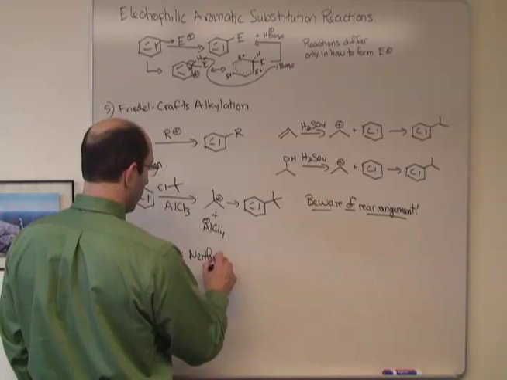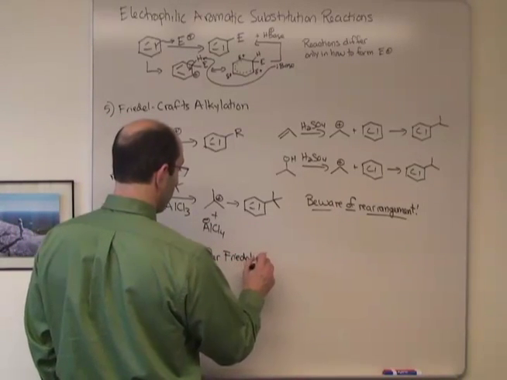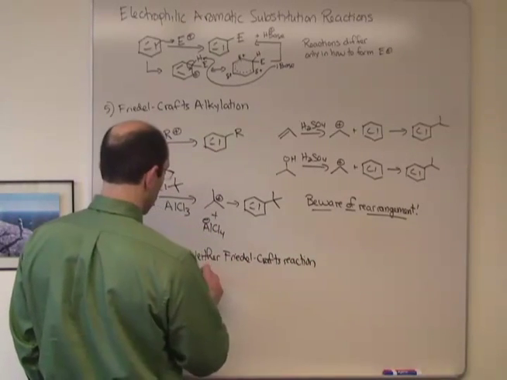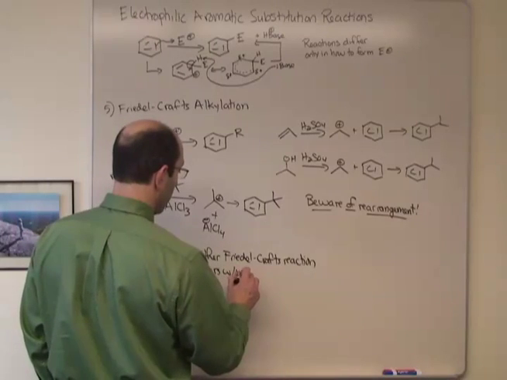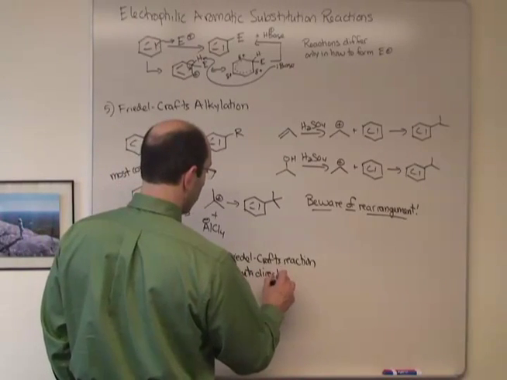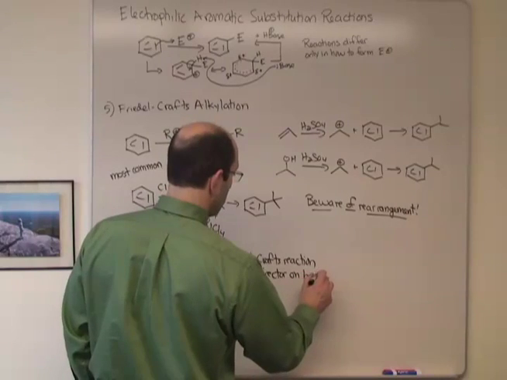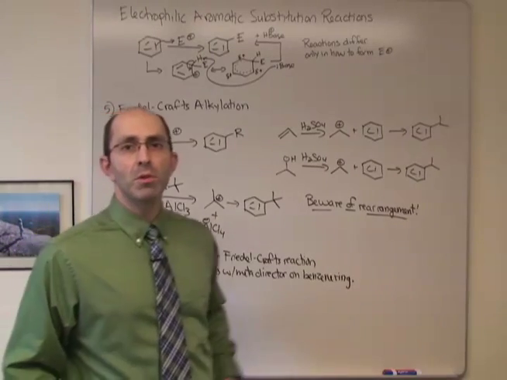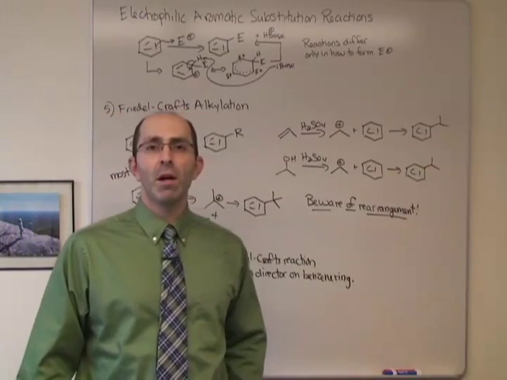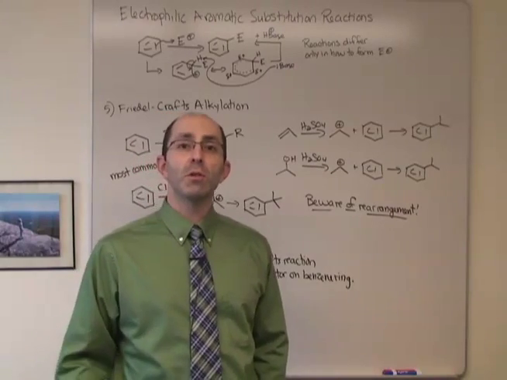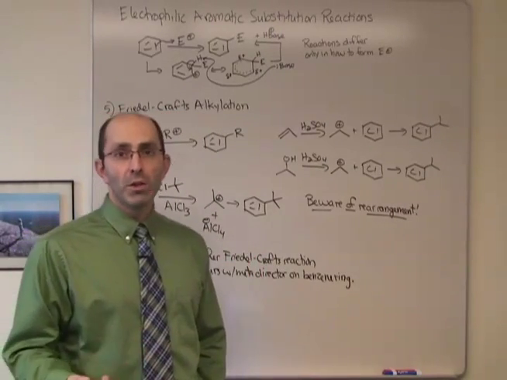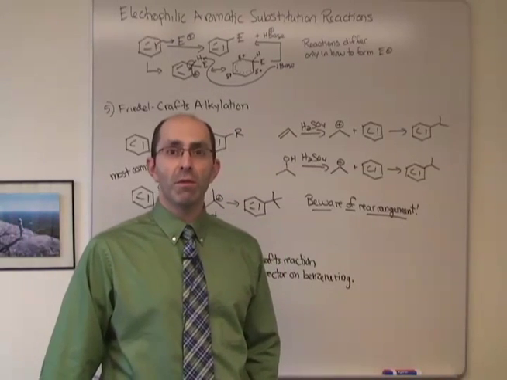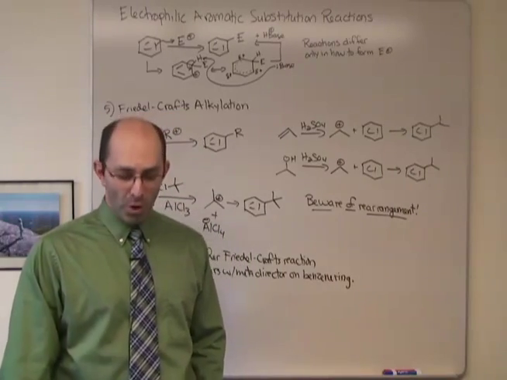neither Friedel-Crafts reaction occurs with a metadirector on the benzene ring. So if you're trying to make a polysubstituted benzene ring, if you have a metadirector on the ring, the reaction just doesn't occur. And it turns out that these Friedel-Crafts reactions need electron-rich aromatics. When you have a metadirector on the ring, it's an electron-poor aromatic because you have an electron-withdrawing group, so the reactions simply don't occur.